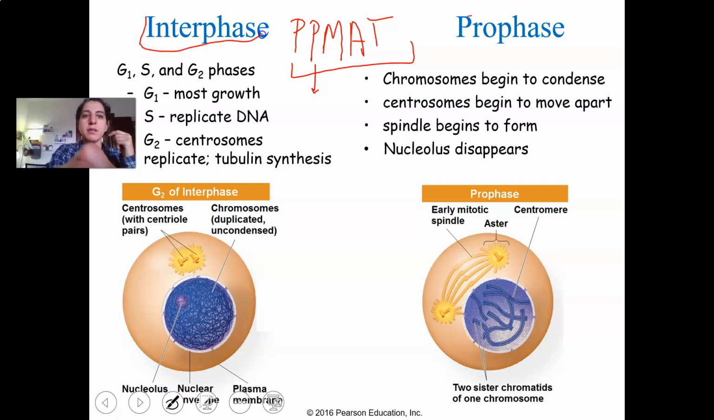Okay, so interphase, we have not entered mitosis yet. G1, the cell is growing, doing its thing. In S, it is doing DNA synthesis. And then in G2, it is replicating the organelles. Okay, so in G2 of interphase, we know the cell is going to go into mitosis. It's getting ready to go into mitosis. It's going to replicate these structures here called centrosomes. And the centrosomes are what produce those spindle fibers that help to pull apart the chromosomes during mitosis.